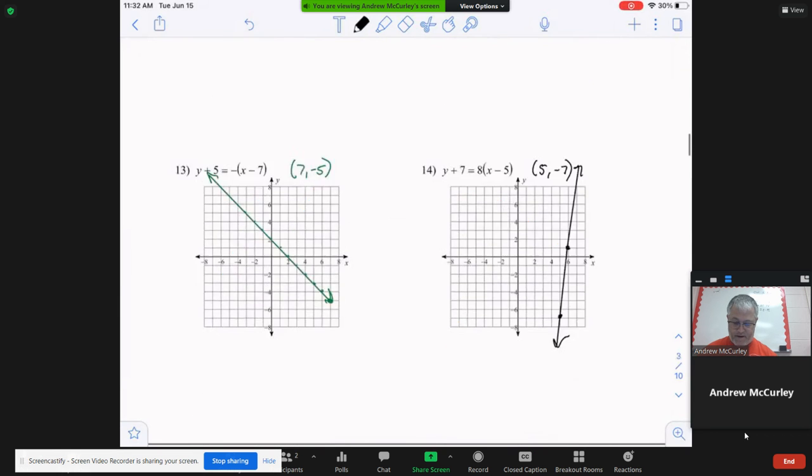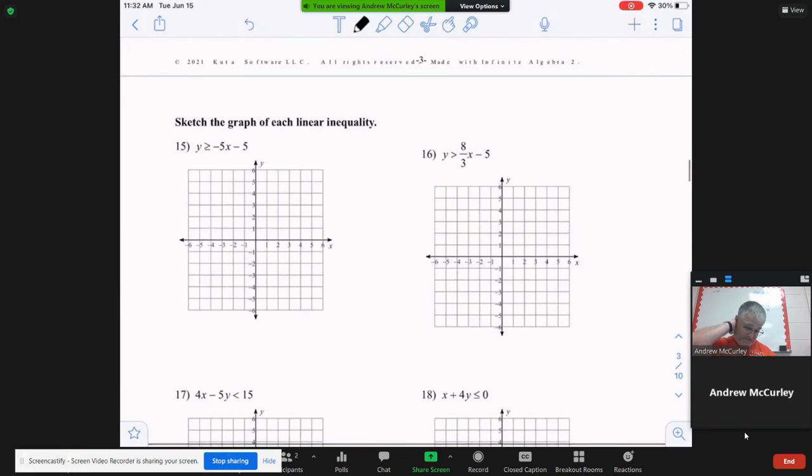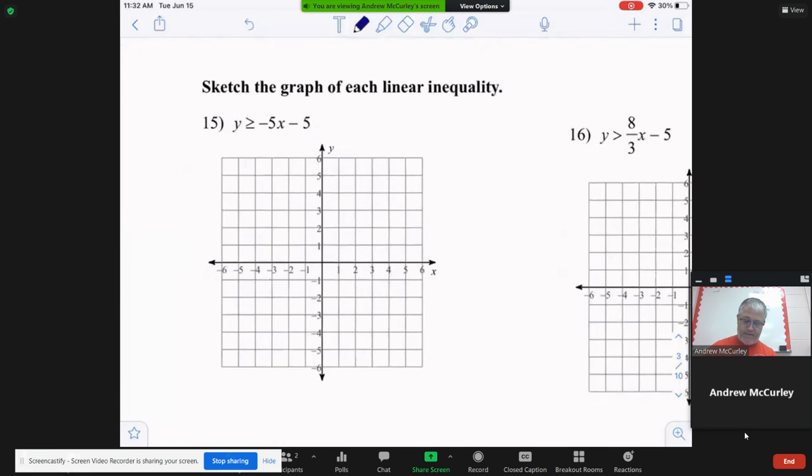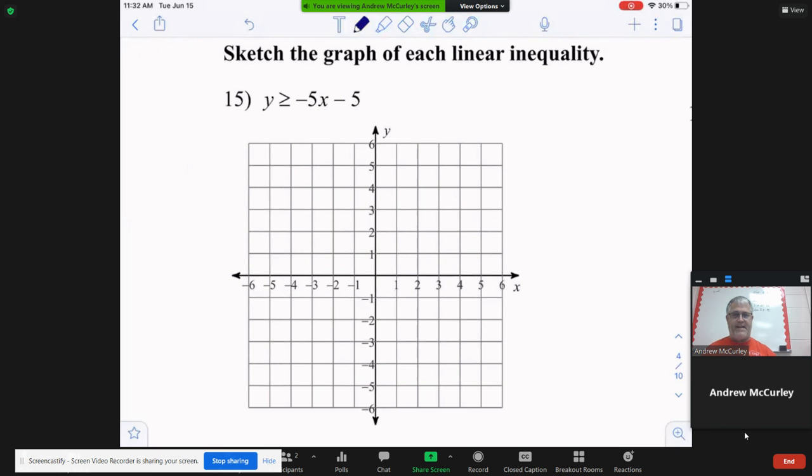Now, the fourth thing we have to do for this test, I told you this was a kind of short unit, is now we have to graph linear inequalities. So that's not an equal sign anymore. That's a greater than or equal to sign. We're going to do the same thing. We've got a slope of -5. We've got a y-intercept of also -5. So here we go. We're going to put a dot there. Then it's going to go 1, 2, 3, 4, 5 here. 1, 2, 3, 4, 5 here.